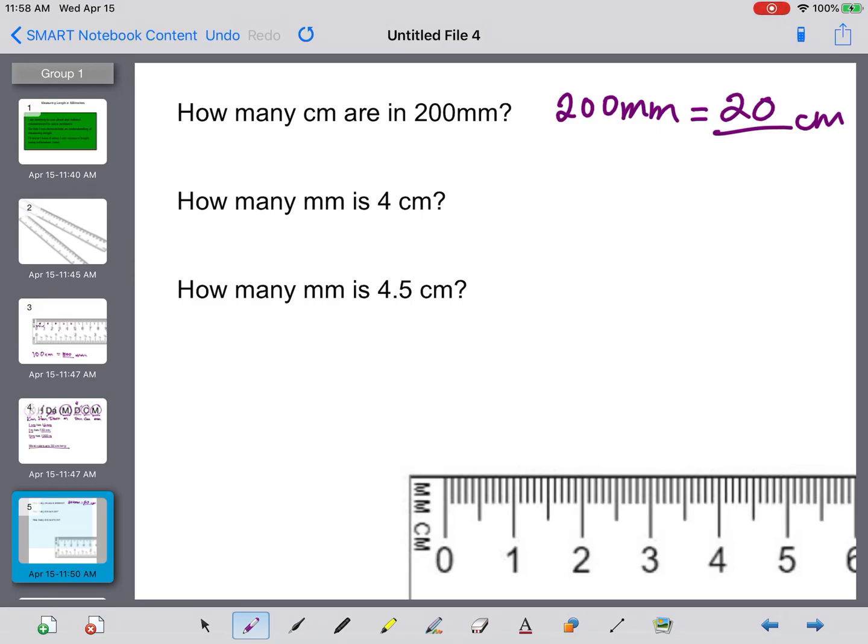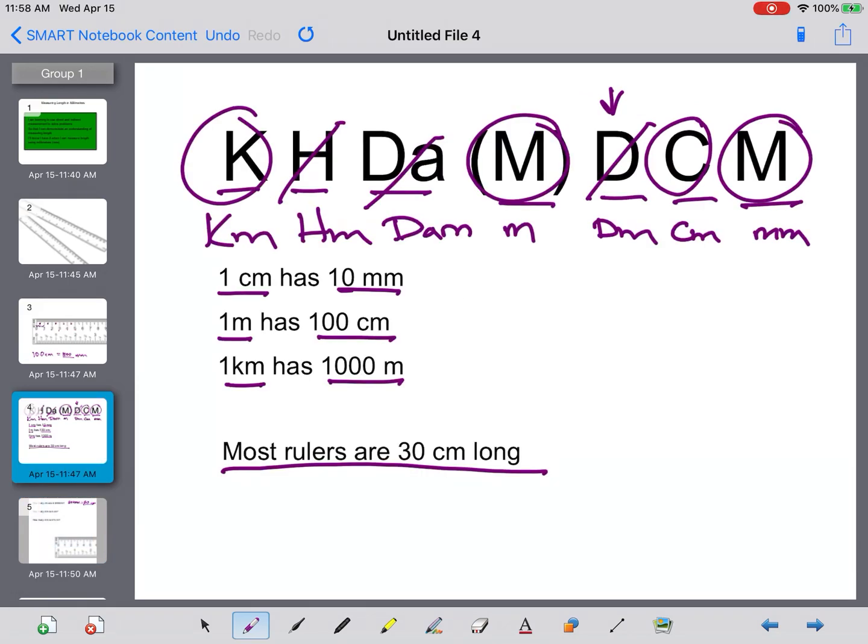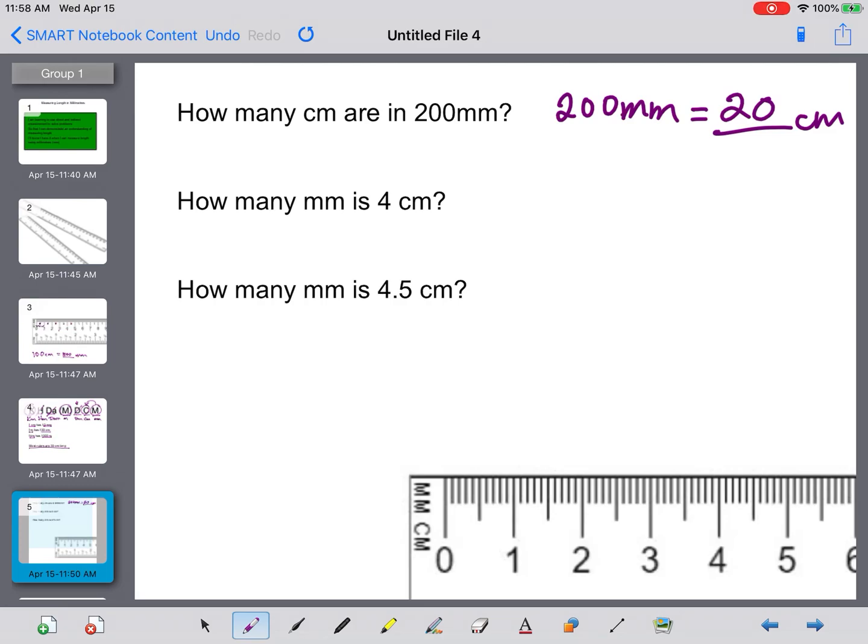And an easy way to remember this, I'll go back to the last slide. There's one jump between centimeter and millimeter, this one little jump here, and it goes from right to left. So I'm going to pretend there's a little decimal right here, and I'm going to go one jump over and move my decimal right here. And so that number becomes 20. So 20 centimeters is in 200 millimeters.